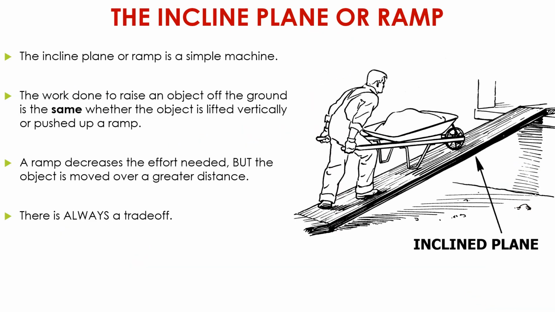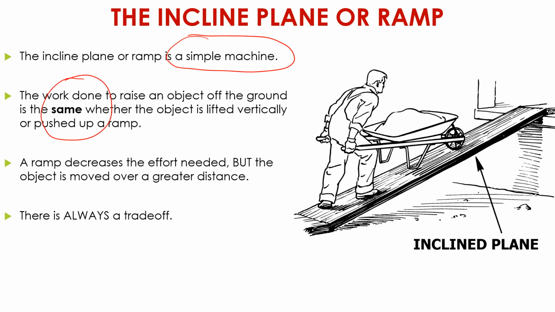Now we get to an inclined plane, which is a type of simple machine because it makes a task easier to complete. But note, when we need to move an object vertically and we choose to do that via a ramp, the total amount of work done will always be the same. And this is a critical point moving forward with the formulas.